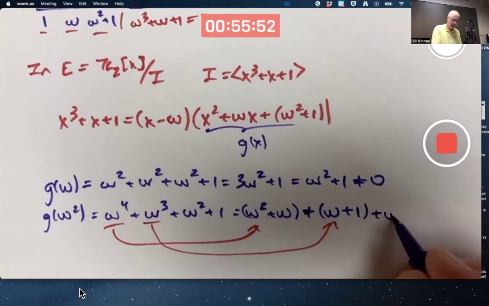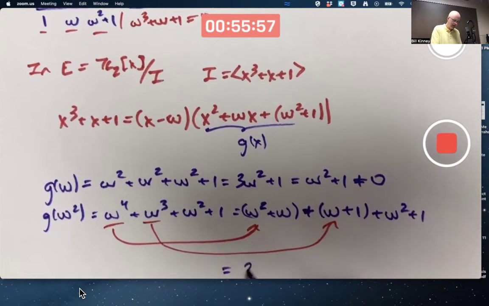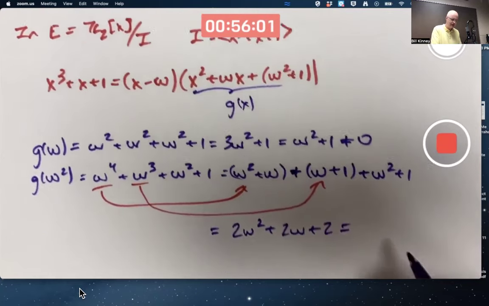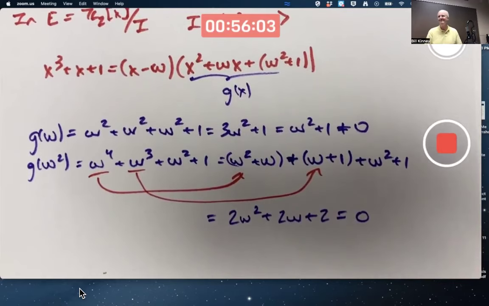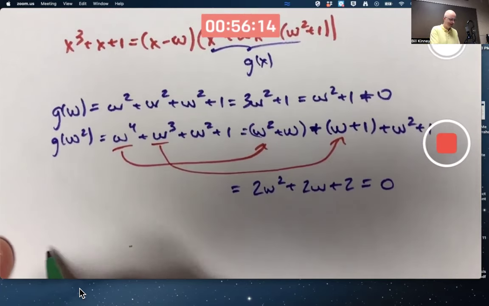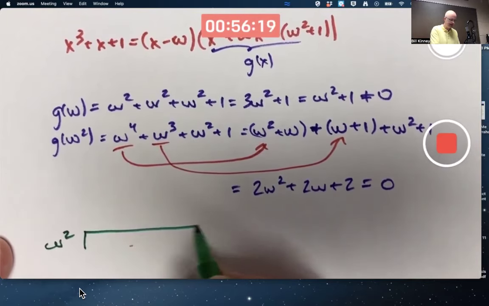Don't forget about the omega squared plus 1. Simplify: 2 omega squared plus 2 omega plus 2. Mod by 2, that's 0. Omega squared is another root. We could confirm that with synthetic division as well. I confirmed it just by substitution. Let's confirm it with synthetic division.